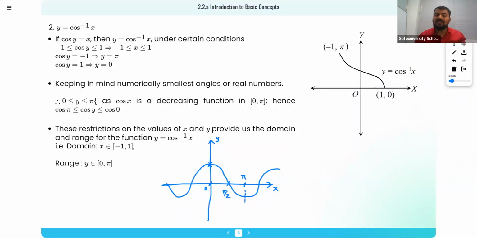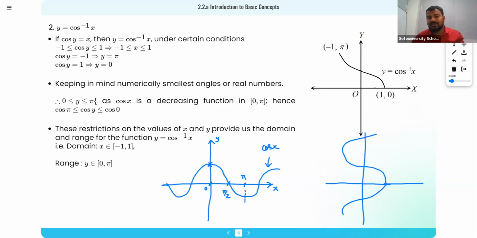So after this, you can see the pattern is repeating. Now if you're going to convert it to inverse, this is the value of cos x. This is the part for cos x. Now if you're going to look at it for cos inverse x, it will exactly rotate. So you can see it is going to start with 1, and it will move on like this.